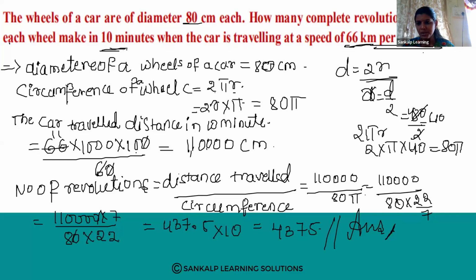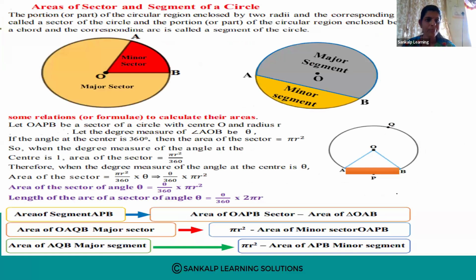So into 1000 into 100 divided by 60 minutes. Then you will get this result. Number of revolutions is distance traveled divided by circumference. Then you will get the number of revolutions. Okay, so understood? Next question.